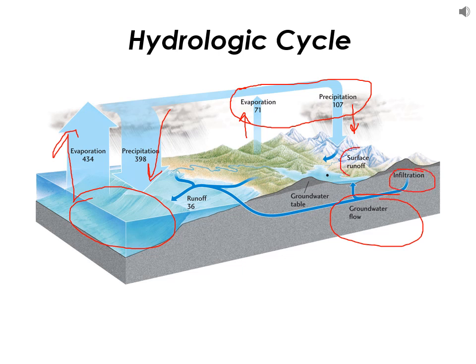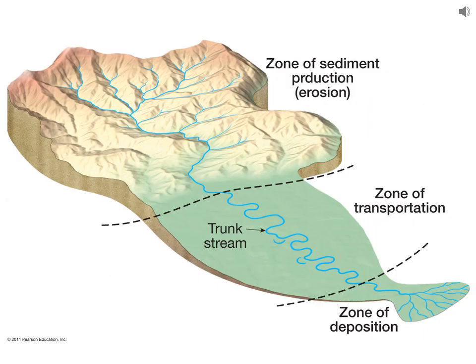But then there's surface runoff, right? So when precipitation runs in streams and lakes down to the ocean, that's the thing that does a lot of sculpting of the surface of the earth. So let's think of a stream, or any river or stream, as a system, right?